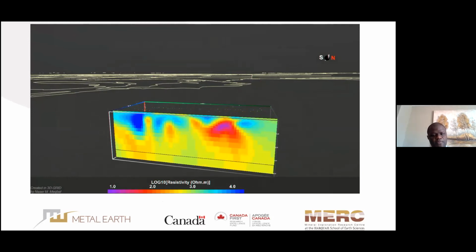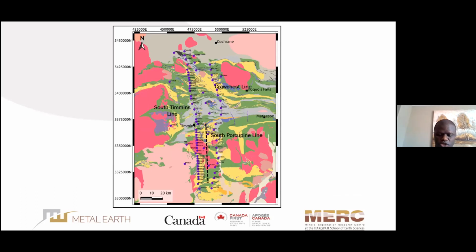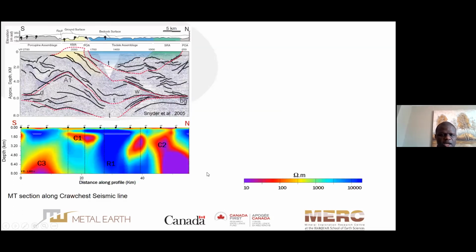So with that in mind, I now want to show you a few slides that compare the interpreted seismic sections from the Snyder et al. 2005 paper to the current MT sections that we have. But for the South Porcupine, it's really short, so I would extend the line further south, especially to image the structure of interest indicated by my cursor in here. Now, this is the interpreted section, again from Snyder 2005, for the Kirkland Lake line.